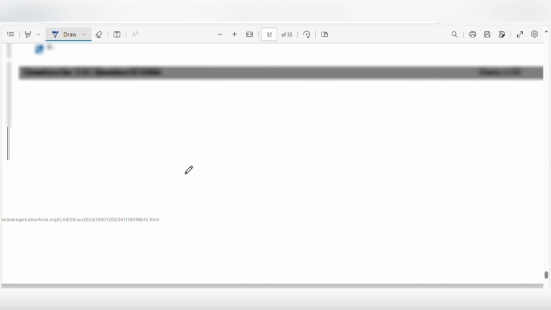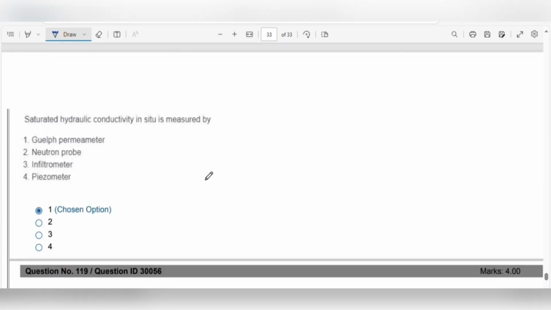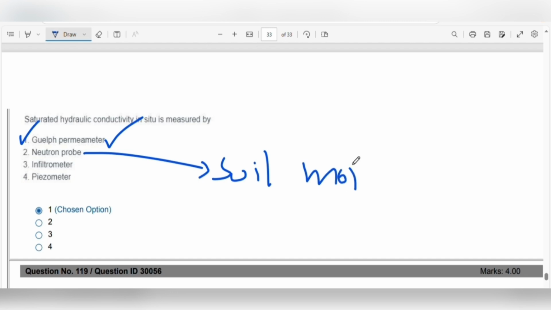Question number 118. It says saturated hydraulic conductivity in situ is measured by, another question from soil water, and the answer of this is Guelph permeameter. I think this is a well-known question to all. Neutron probe is used for measuring soil moisture content in situ. It can measure how much moisture is present in the soil, and it cannot measure the hydraulic conductivity. So neutron probe is not the answer.